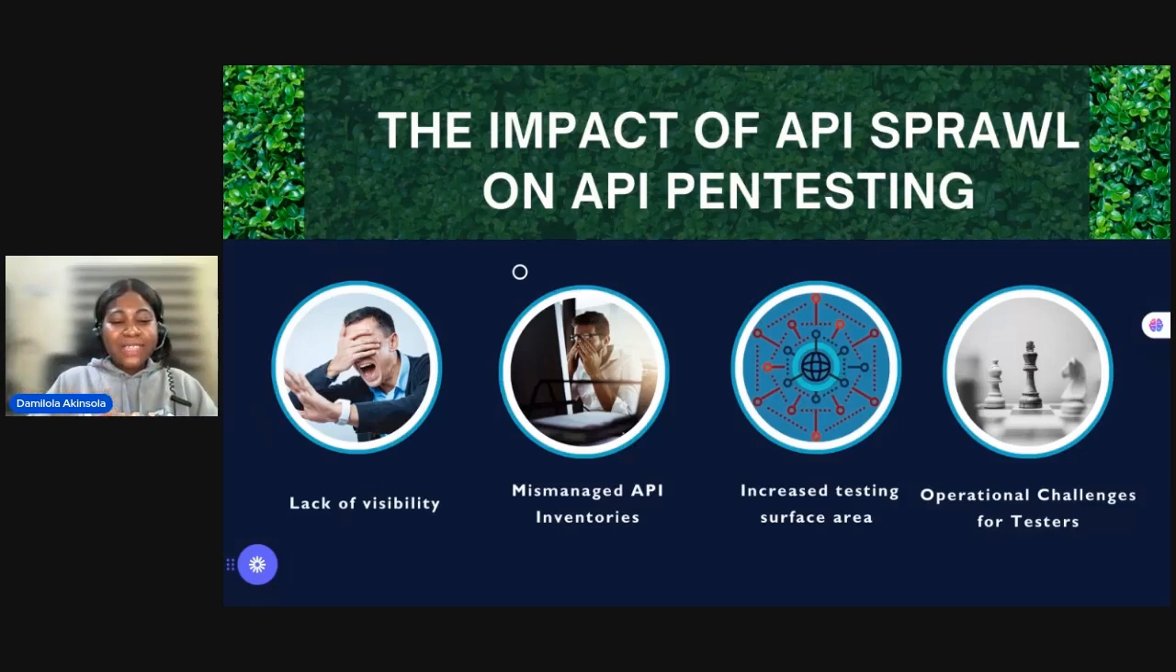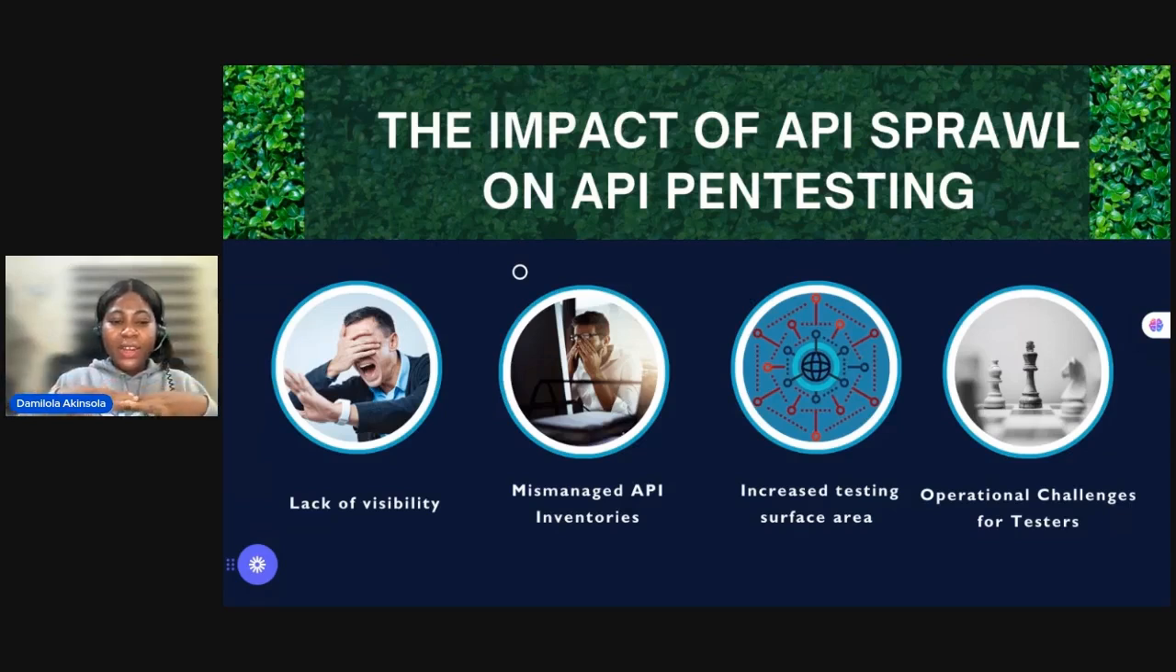And the lack of visibility. Now, lack of visibility, I don't think I have to talk so much about this because it literally just explains itself. If you don't have visibility into what's actually out there, how can you even protect it? Obviously, you cannot protect what you don't know.